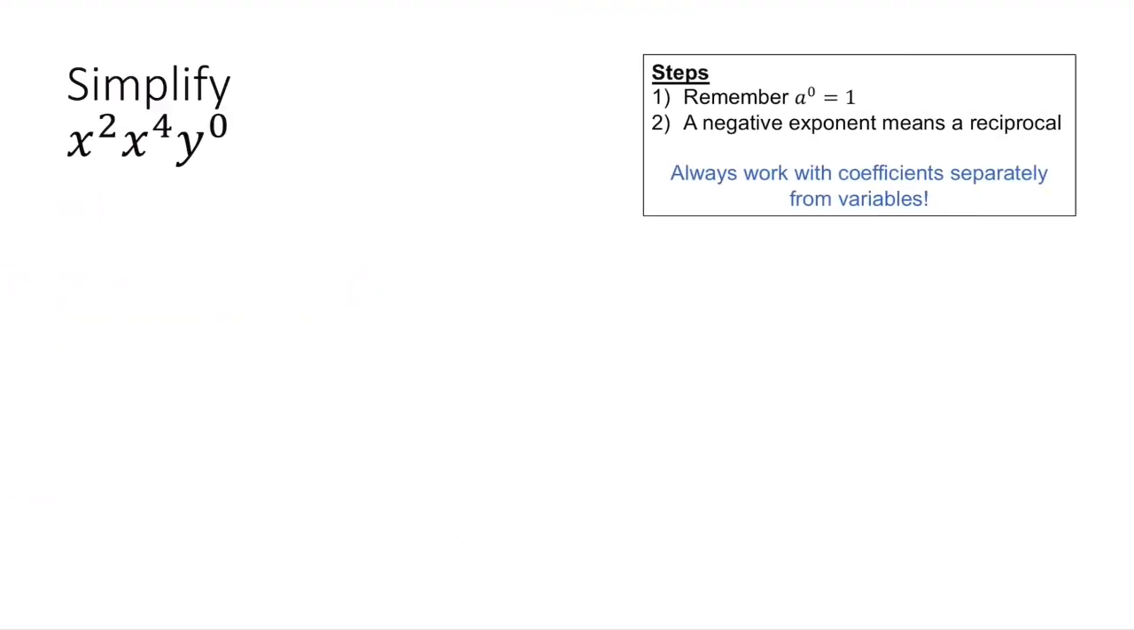So let's try simplifying this. We have x squared, x to the 4th, y to the 0. So as soon as you see that y to the 0, you need to recognize that that's just 1. So then we just have x squared, x to the 4th times 1. So when we simplify this, the x squared and the x to the 4th are being multiplied, so we're going to add those exponents together. So we have x to the 6th times 1, which is just equal to x to the 6th.